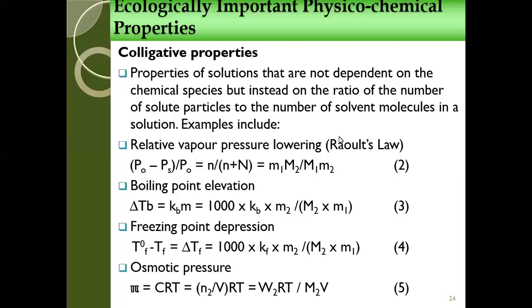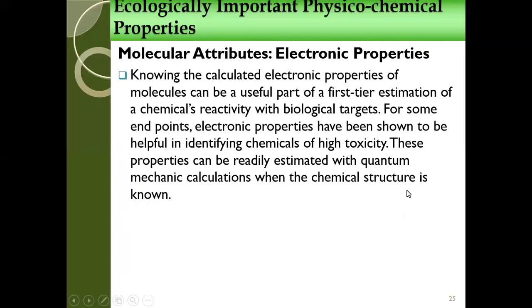The next thing we're going to do is continuation of the physicochemical parameters, the ecological importance of physicochemical parameters. I've looked at a number of them, and we're continuing. The next one is talking about molecular attributes, which has to do with electronic properties.